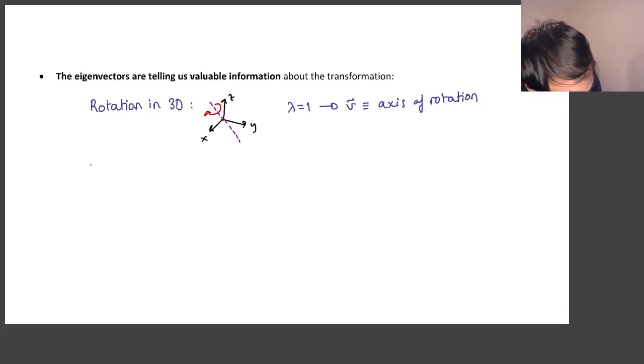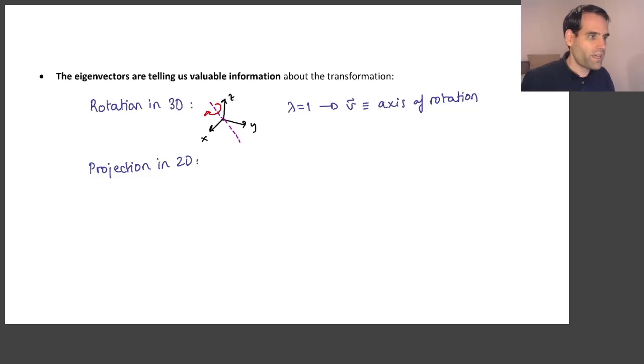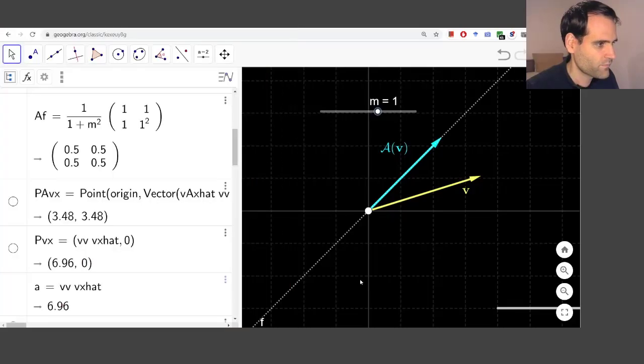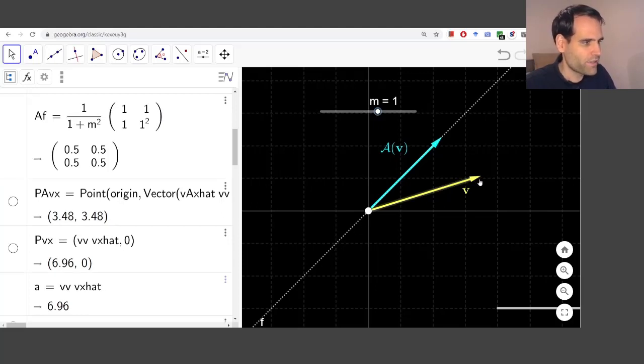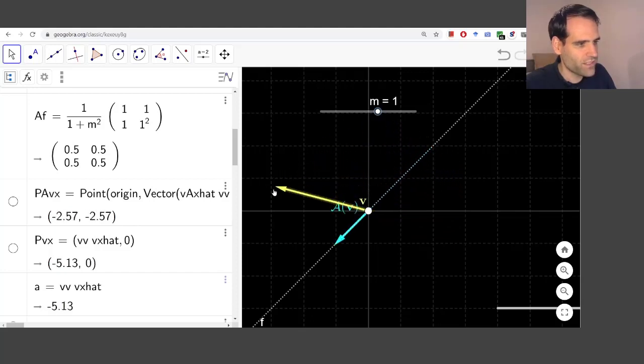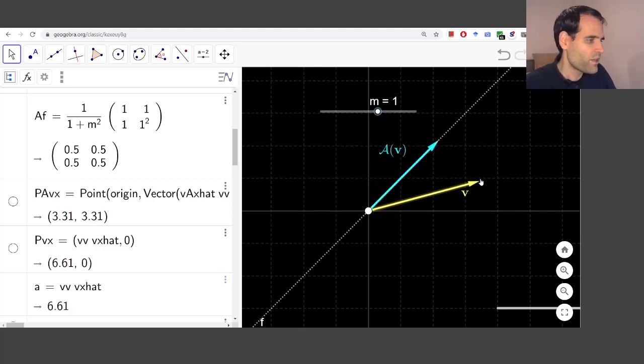Now, imagine a transformation which is a projection in 2 dimensions. And for this, I have the applet. This matrix here was taken from a previous problem, and it corresponds to the projection of a vector v onto a line with slope m. You remember this. By changing vector v, you can see that we always get A times v equal to the projection. So what will the eigenvectors tell us for this transformation?